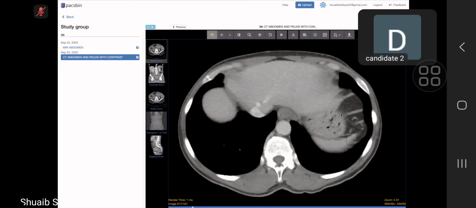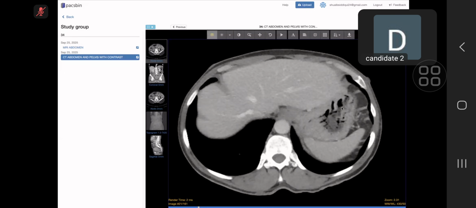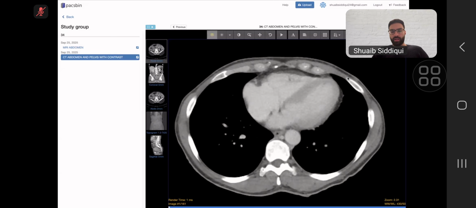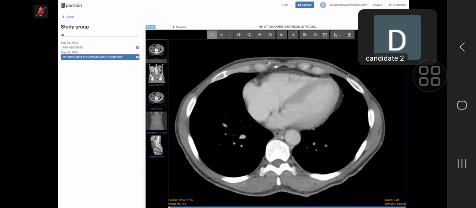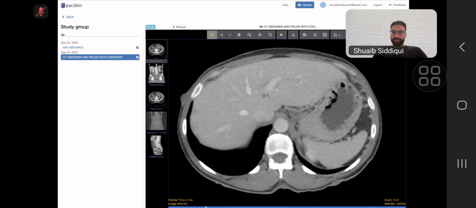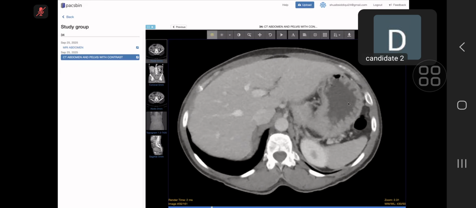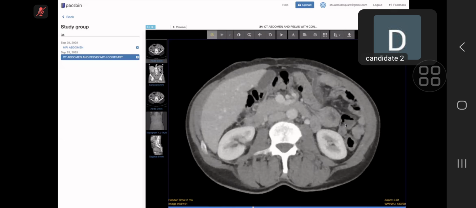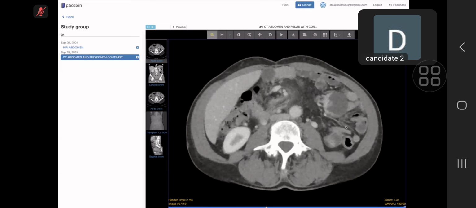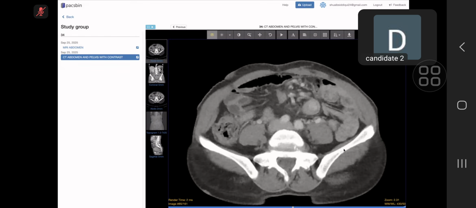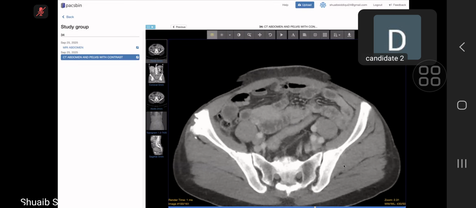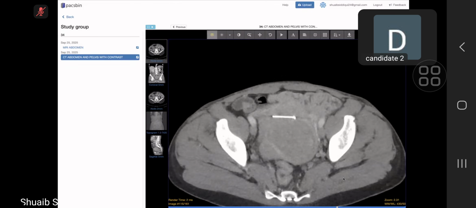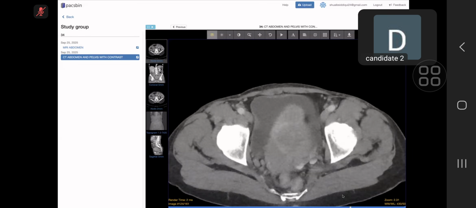I don't know the history. So it's a young person with abdominal pain. Sorry, young female or male? I'm not sure. Okay, I will check. No problem. This is a CT axial cut abdomen with portovenous phase. I will have a look and then I will comment. Okay, appears to be female.